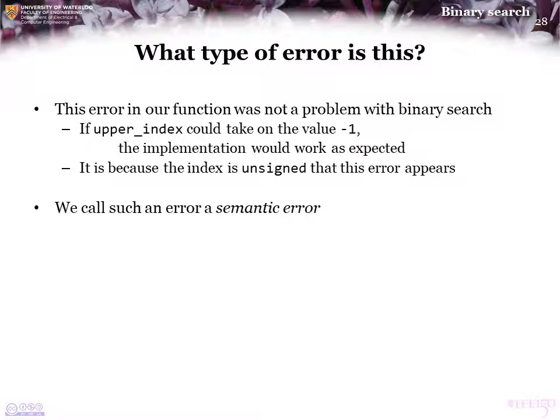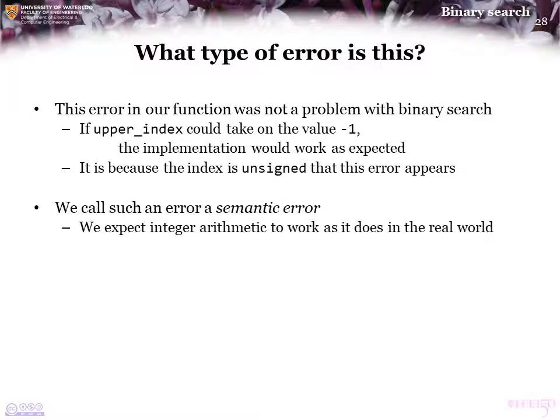Such an error is called a semantic error. We are expecting integer arithmetic to work as it does in the real world. Unfortunately, this is not what happens when we are working with unsigned integers in C++. Don't worry too much about semantic errors at this point, but essentially this is an issue when you are using the tools of the programming language incorrectly.